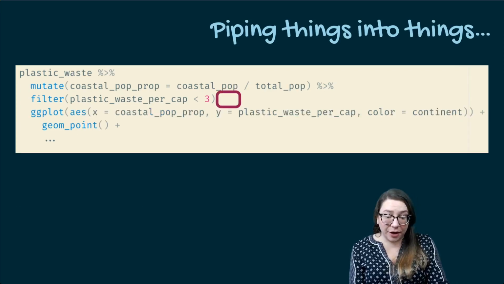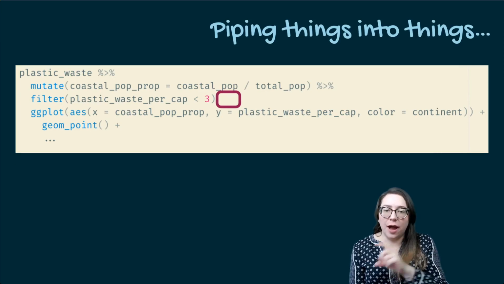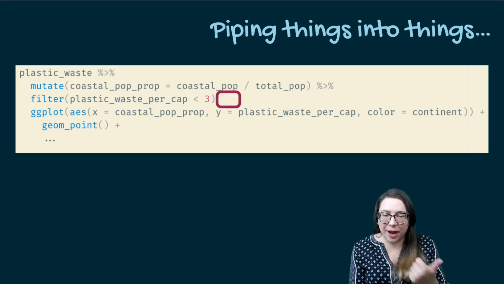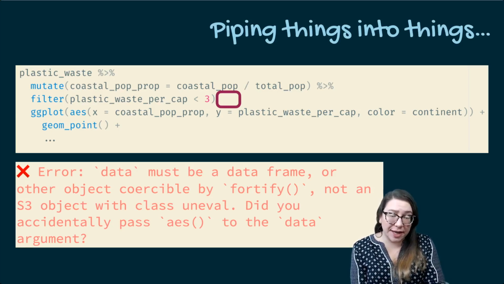Another common error was forgetting to put the pipe operator at the end of the third line. So many of you have filtered the data properly, and then you have your ggplot call, but you don't have your pipe in there. And when you have this, the error basically says that data must be a data frame or something else. And then it says, did you accidentally pass the aes, so the aesthetic mappings, to the data argument?